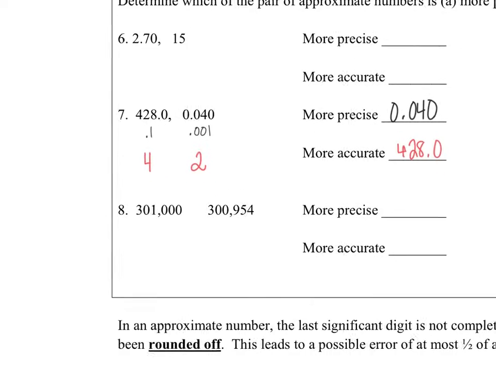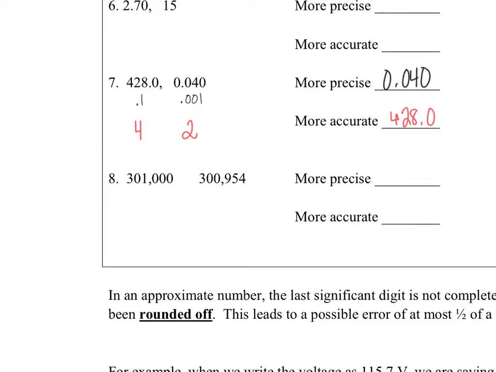And then for number 8, the precision for 301,000 would be 1,000. The precision for 300,954 would be 1. So the more precise number is 300,954. And then for sig figs, this first one, 301,000, only has 3 significant digits.